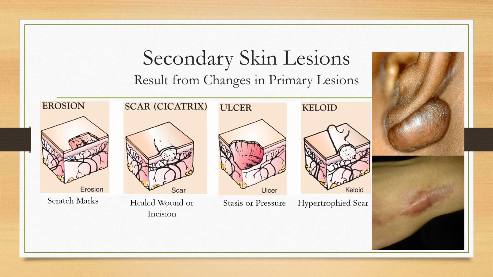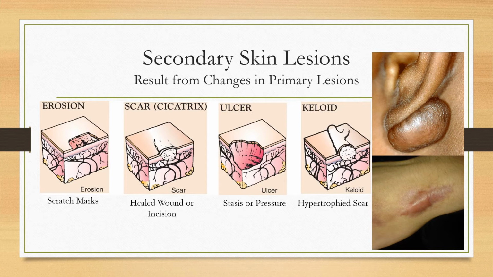Scarring can be a secondary skin change. So say you had a laceration after you fell off your bike and it didn't heal well, and you're left with a scar. Okay. Ulcers can be secondary skin lesions. So the initial skin lesion may have been just a bit of erythema to the skin because of the pressure on the area, and then the skin started to break down and you developed a pressure ulcer. Okay.